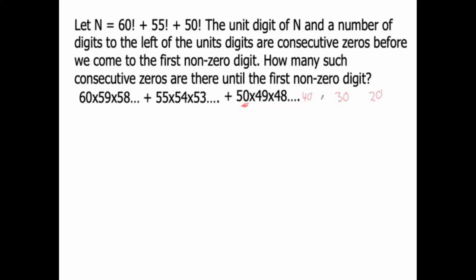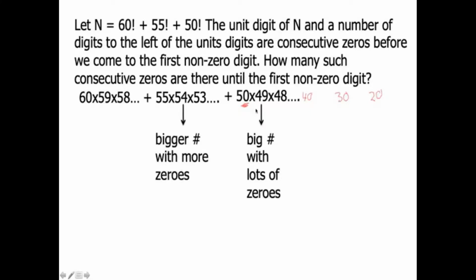So if I multiply a number that ends with 5 by a number that ends with 2, like 25 times 12, that is also going to create another 0 for this number. So let's just make this general and say that this is a huge number with a lot of zeros at the end. And this number, 55 times 54, has a few more multiples of 5 and 2, so it's going to be an even bigger number with more zeros. And finally, 60 times 59 times 58 is going to be the biggest number with the most zeros.